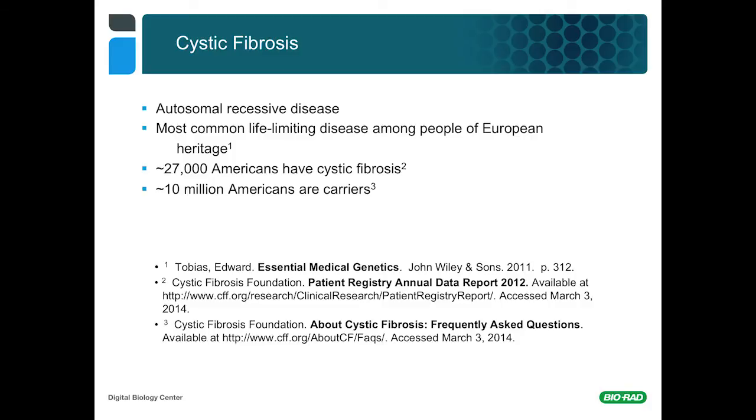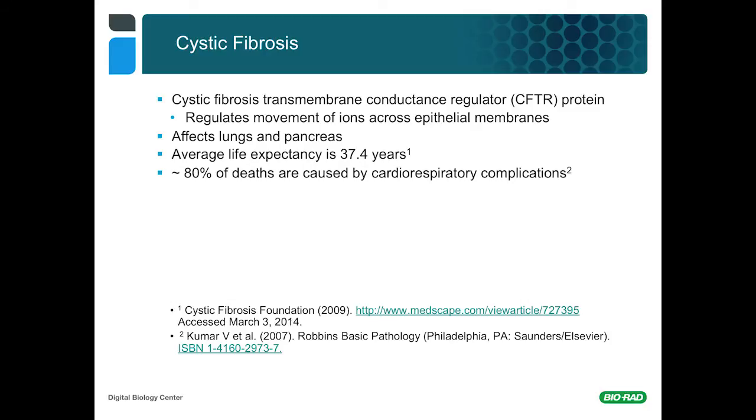The disease is caused by not having enough functional cystic fibrosis transmembrane conductance regulator protein, which is involved in transporting ions across epithelial membranes. The inability to transport ions affects many organs, most notably the lungs and the pancreas. Over the past couple of decades, the life expectancy of individuals with cystic fibrosis has increased substantially. Now, the average life expectancy is 37.4 years, with the most common cause of death being cardiorespiratory complications.